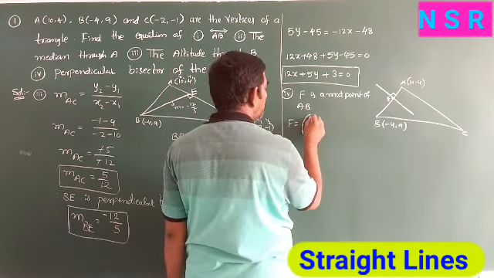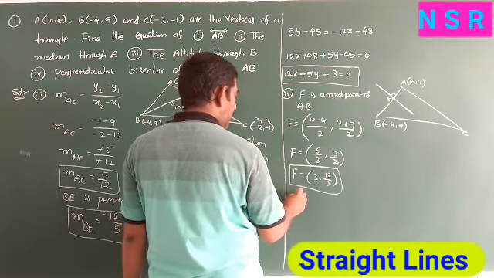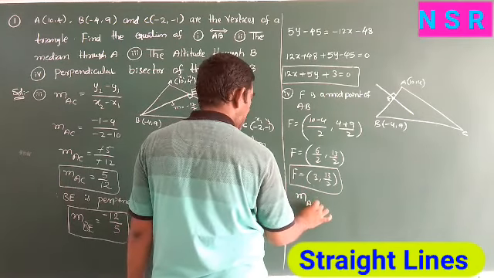Next find the slope of AB. Why? Because this line is perpendicular to AB. Now if we find the slope of AB, we can directly find the slope of the perpendicular bisector. So already the perpendicular bisector has point F. Already we get point F. So find the slope, and similarly using the slope point form, find the perpendicular bisector equation. So before that find the slope of AB.